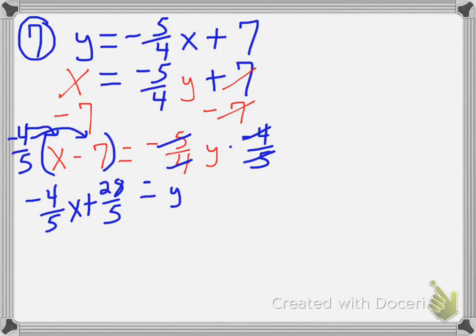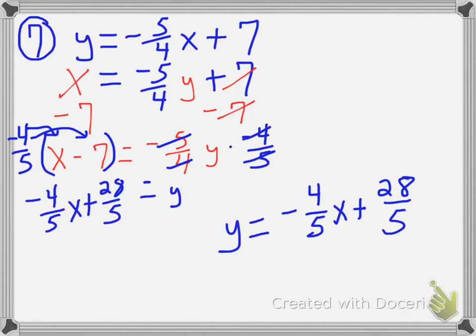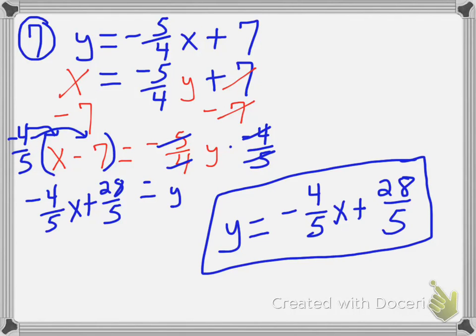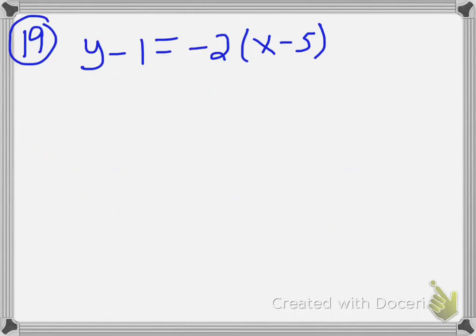So your answer on this problem is going to be the inverse. The inverse of number 7 is y equals negative 4 over 5x plus 28 over 5. And that is your answer for number 7. I'll now move on to number 19.